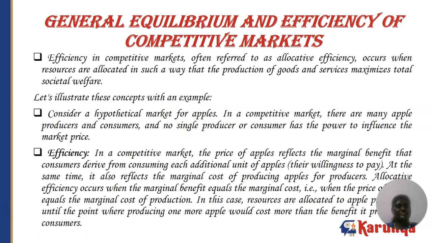Next, efficiency in competitive markets is often referred to as allocative efficiency. It occurs when resources are allocated in such a way that the production of goods and services maximizes the total societal welfare. So let us again see this concept with an example.